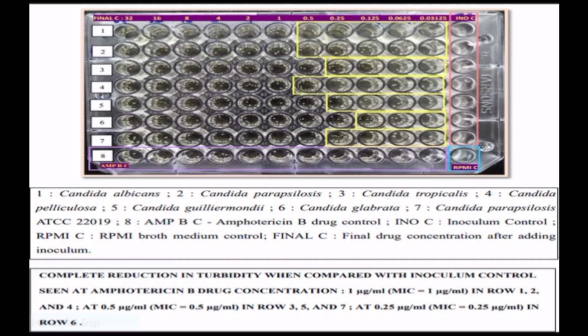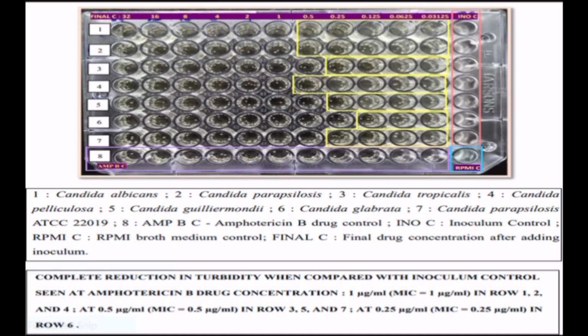The MIC for amphotericin B is defined as the lowest concentration in which a score of 0, that is optically clear, is observed, and for 5-flucytosine and the azoles as the lowest concentration in which a score of 2, that is prominent decrease in turbidity, is observed. A prominent decrease in turbidity corresponds to approximately 50% inhibition in growth as determined spectrophotometrically.